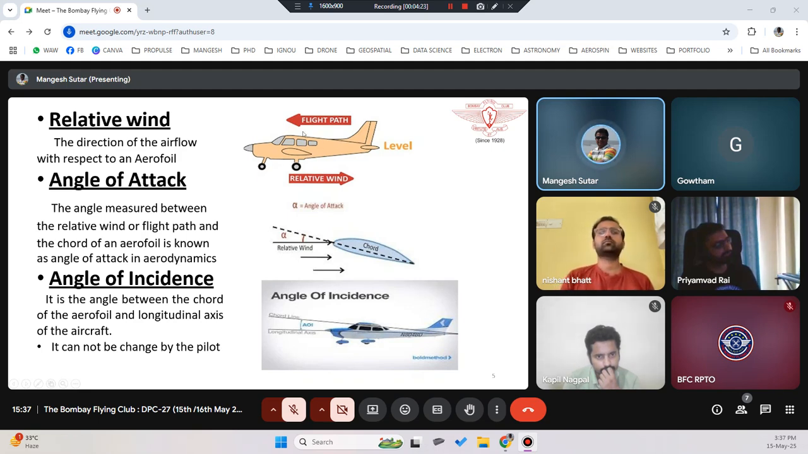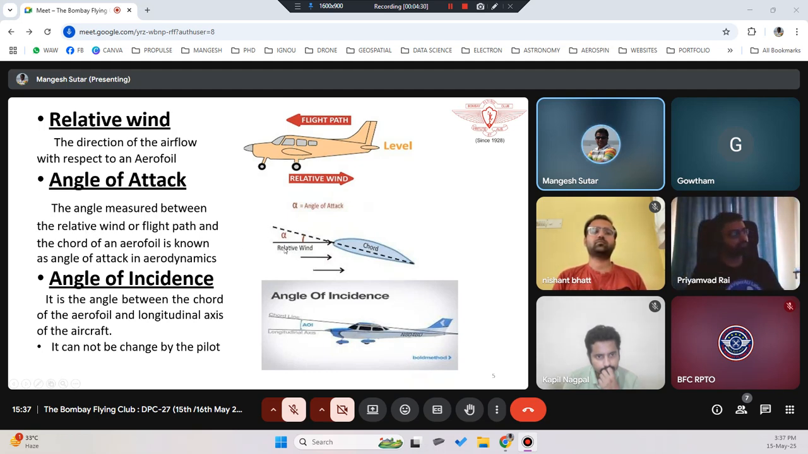Now, if you see this motion of your aeroplane or your wing, see this relative wind over here. The angle measured between the relative wind and the chord line: you extend the chord line from your trailing edge to the leading edge, you take it further up in the sky, and there will be an angle created with respect to the relative wind. That angle is called the angle of attack. Okay, so this angle of attack can be changed by the pilot. Okay, he can make changes.